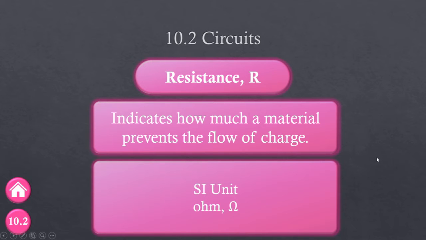Next up, resistance. Resistance is almost exactly what it sounds like. It indicates how much a material prevents or resists the flow of charge. To measure resistance, we use a unit called an ohm. The abbreviation for ohm is the Greek letter omega.